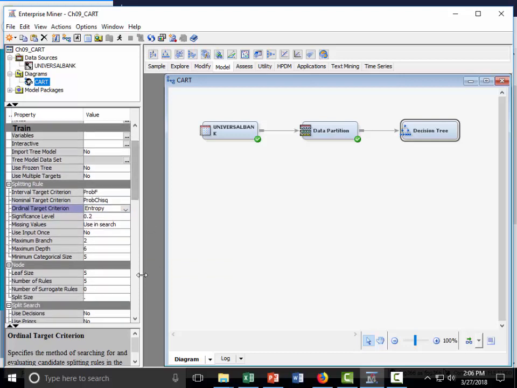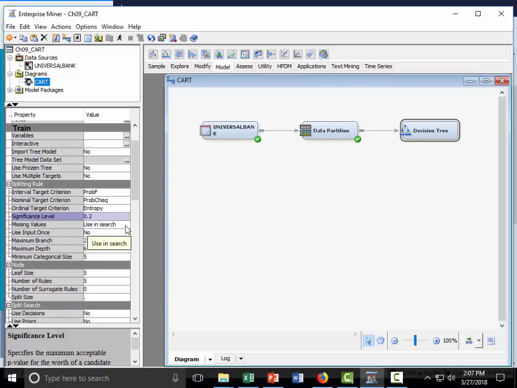Now the significance level is for the candidate splits, the ones that we want to consider. It should have at least a 20% significance level. We don't use 5%. We're trying to not overlook any possible splits, so we set the limit at 20%. If significance is more than 20%, then those splits are not considered as possible candidates. So that's our default. You can change that if you like.